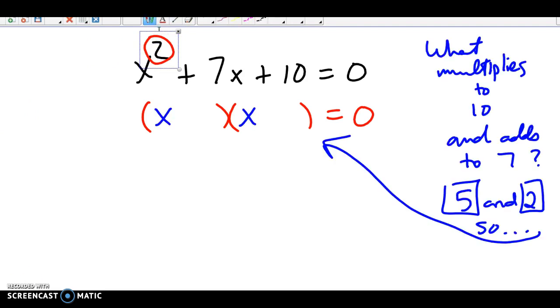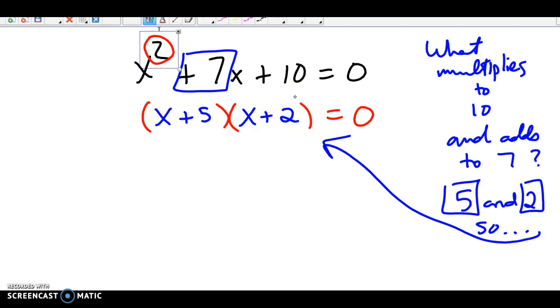Okay, so the two binomials have to start with x and x in order to multiply to be x squared for the first terms. And then I look at the last term of 10. And my question to myself is, what multiplies to be 10, but adds to be 7? And the reason I choose 7 is because that's the coefficient of the O and the I. And obviously that's 5 and 2. So that means that the two constant terms in the binomials are positive 5 and positive 2.